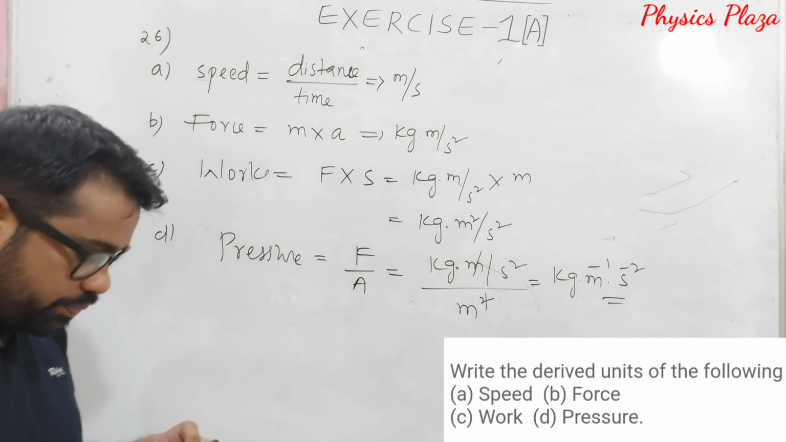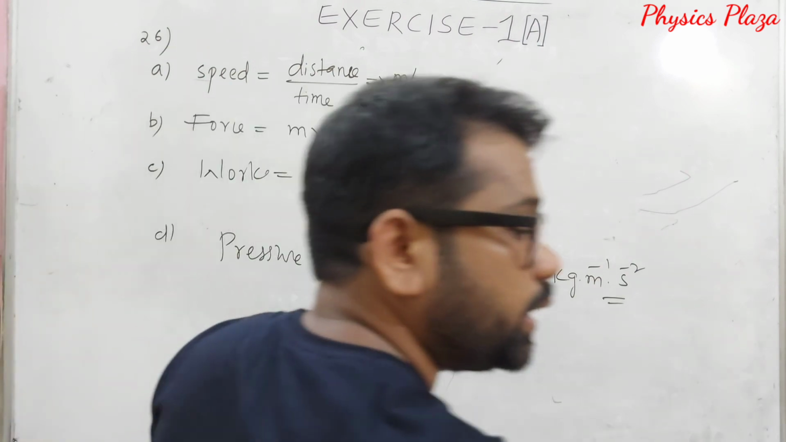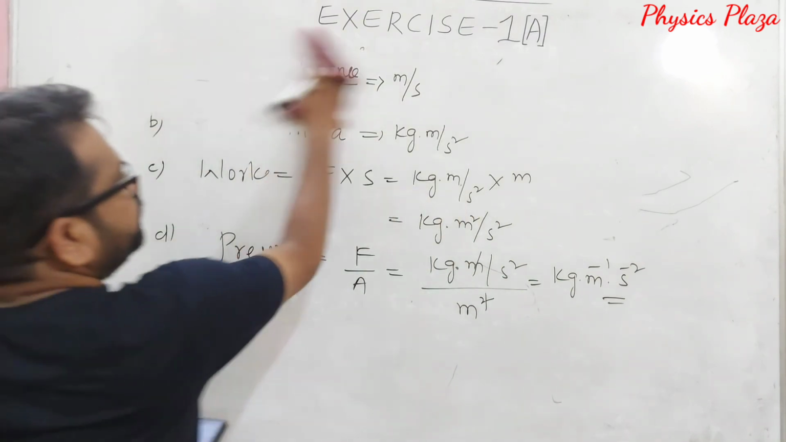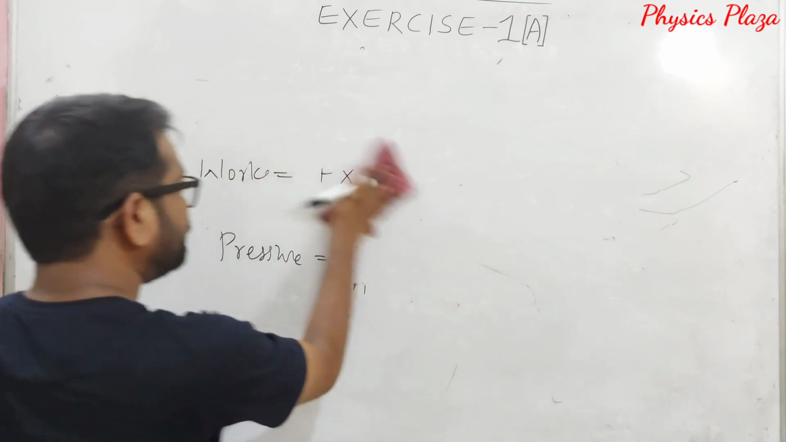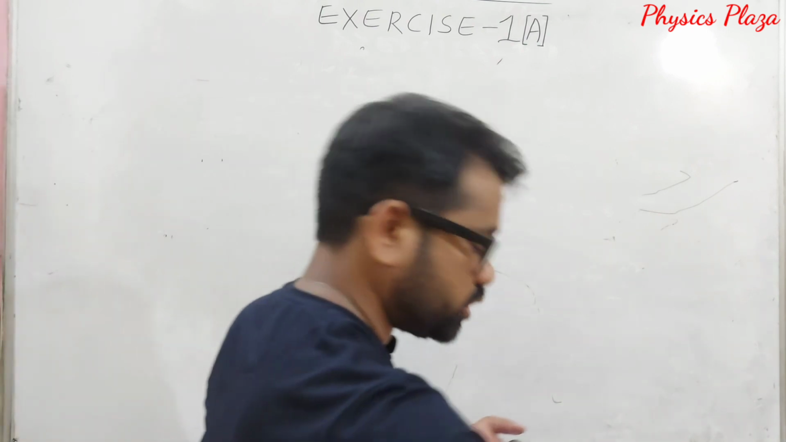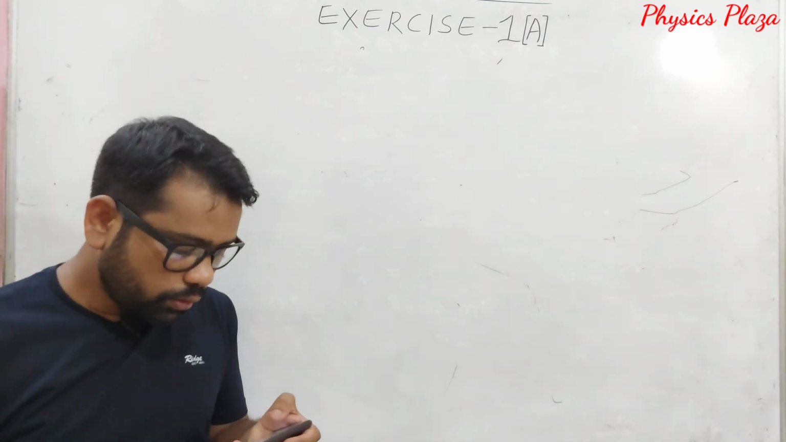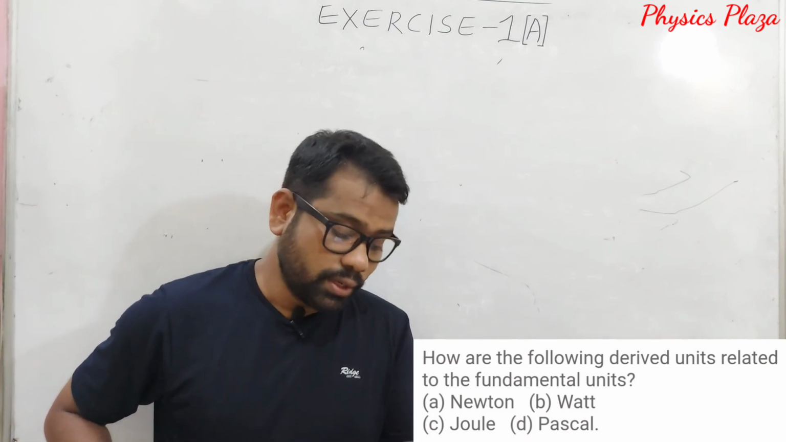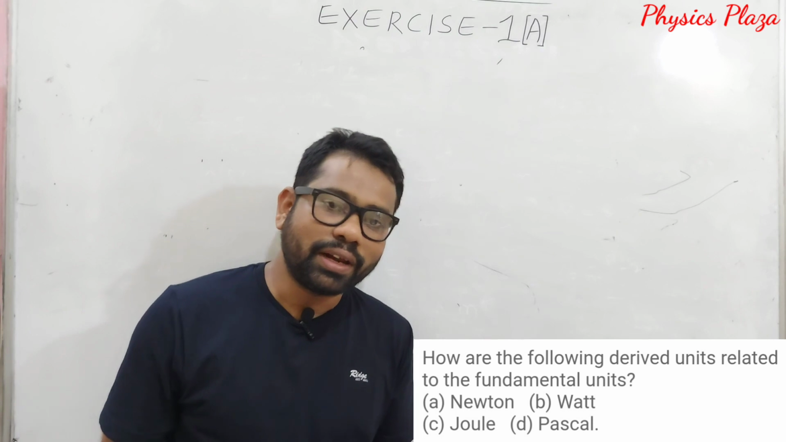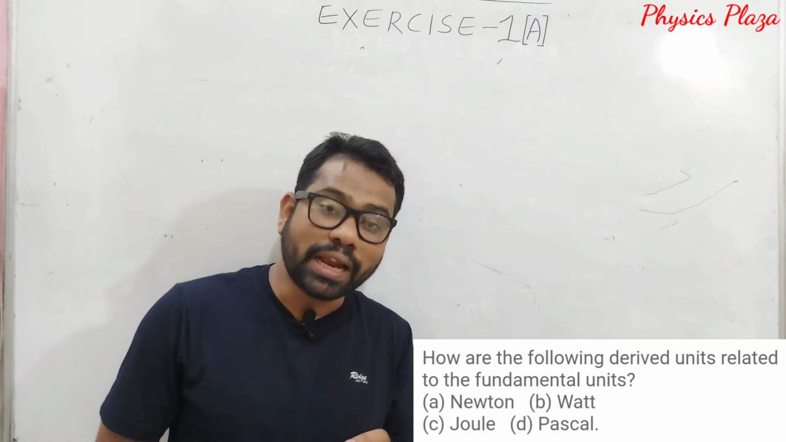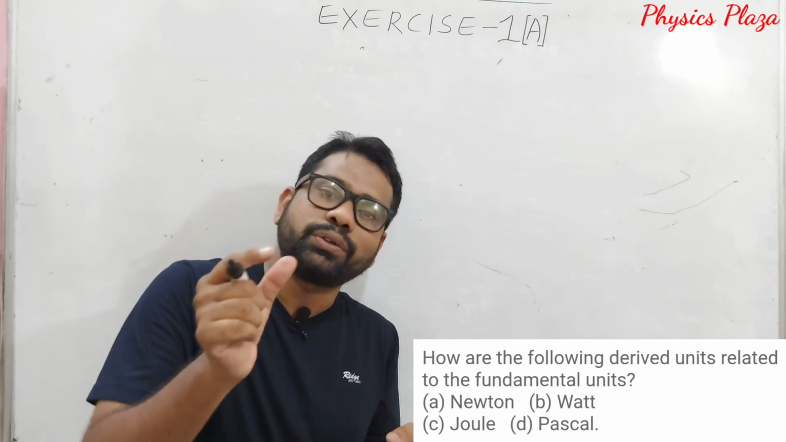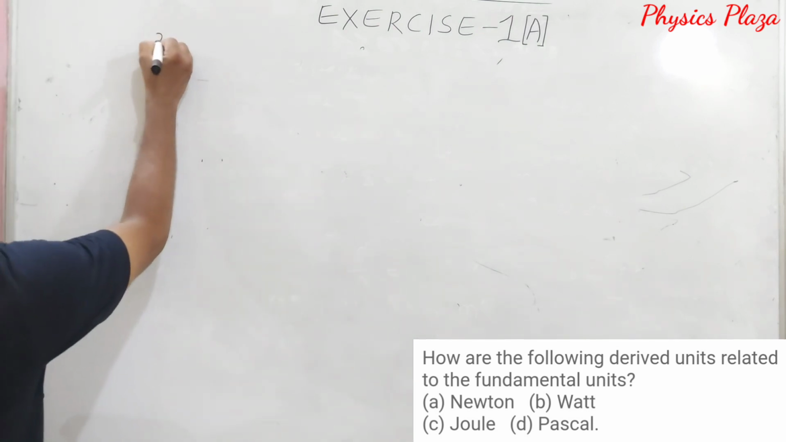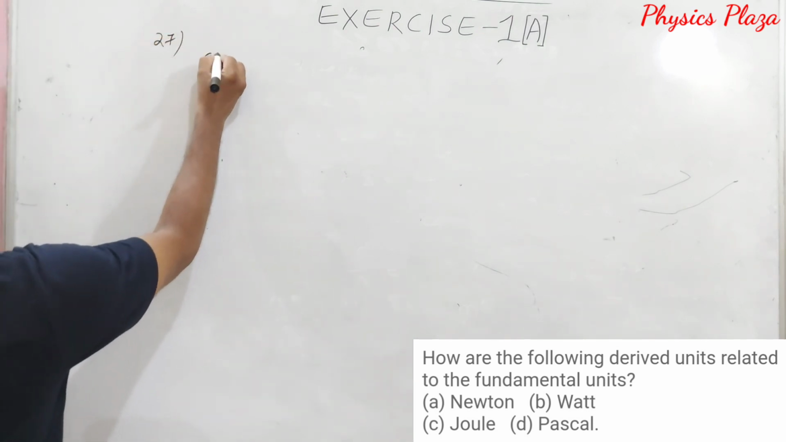Okay, just copy it. Now, next, question number 27, dear children. Hope you have copied. Yes. If you look at question number 27, it asks how the following derived units are related to the fundamental units. Of course, the SI units of derived quantities are given, and they are asking how they are related to the fundamental units.